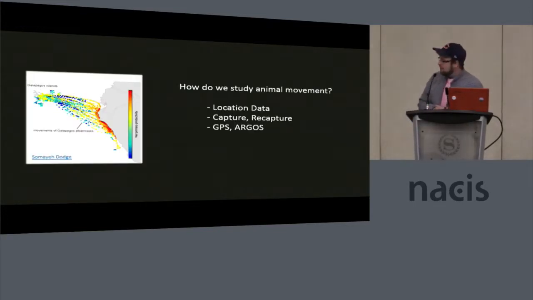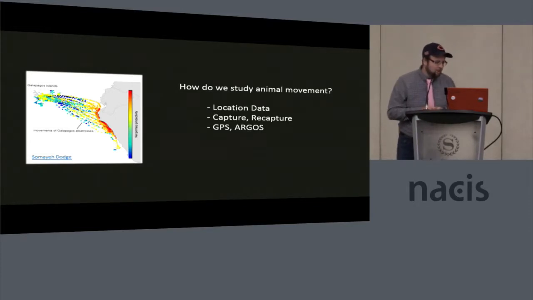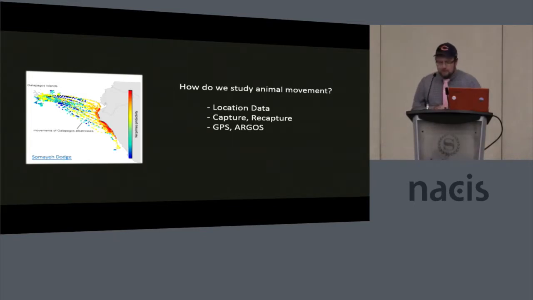And so how do we study that movement? Of course, we use location data. I think this is a place where people really understand GPS data. But it used to be that with animals, you would actually use capture and recapture data. Someone would physically go out, capture an animal, and record that point. That would then be used to measure something like its home range, which is basically defined as where it spends the majority of its time. Of course, now there's GPS and Argos technologies. This map here is one by Somani Dodge up at the University of Minnesota. And the dots just represent the movement of the animal.